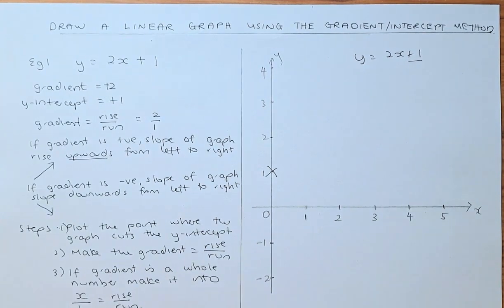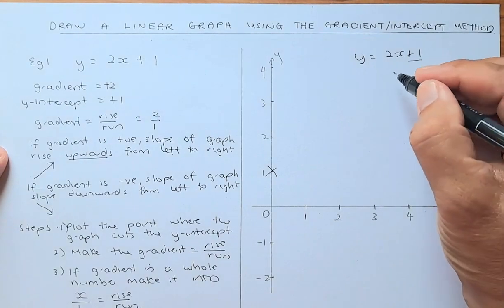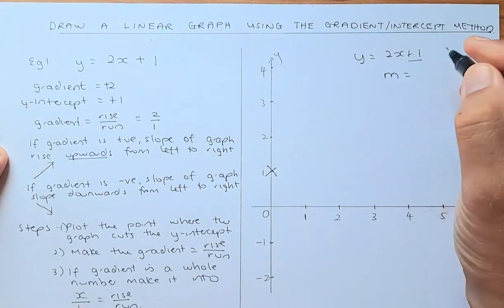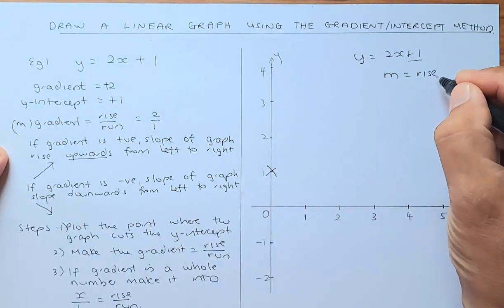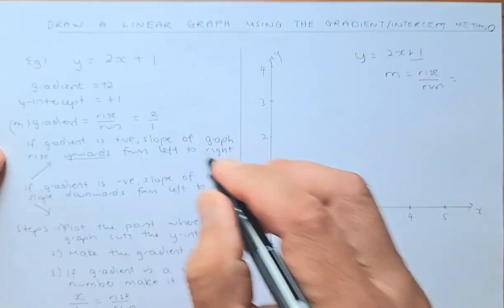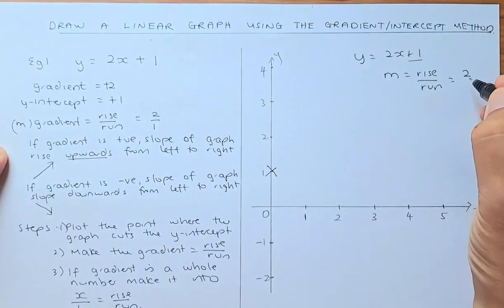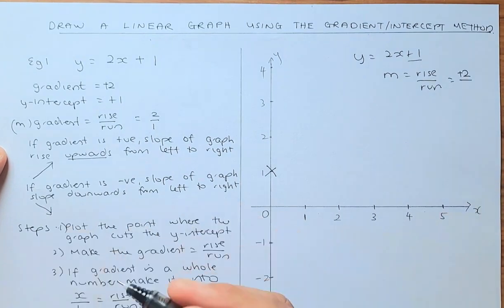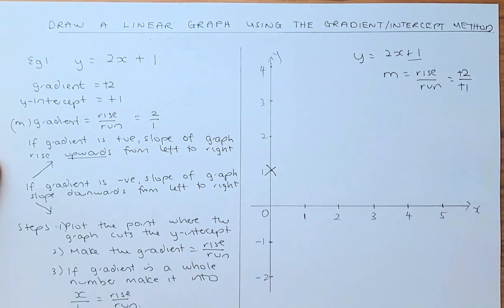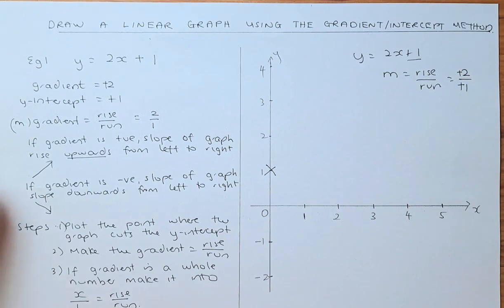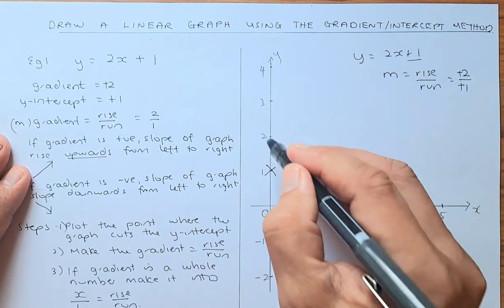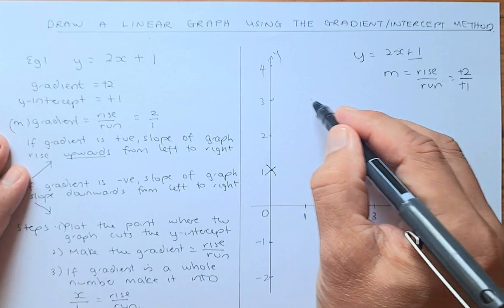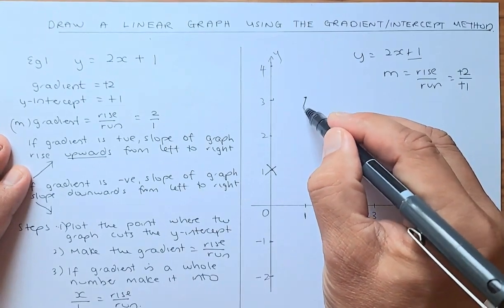For the second point, you need to find the gradient. The gradient is represented by the letter m, by the way. m is rise over run. In our case, our rise is plus 2, so 2 over, and because there's no number, you just divide by plus 1. Now you are ready to plot the next point. From this point, you rise 2, so you go up 1, 2, and then you run 1. You run across 1, and that will be the next point.